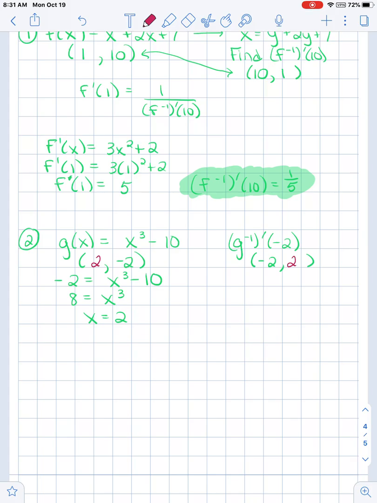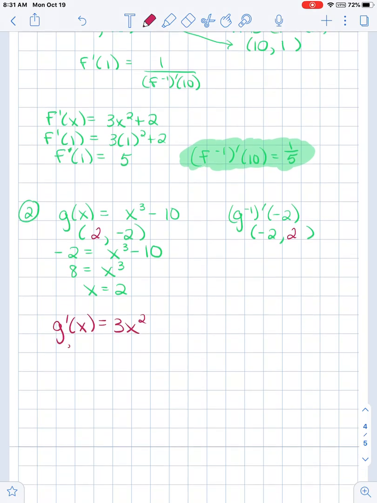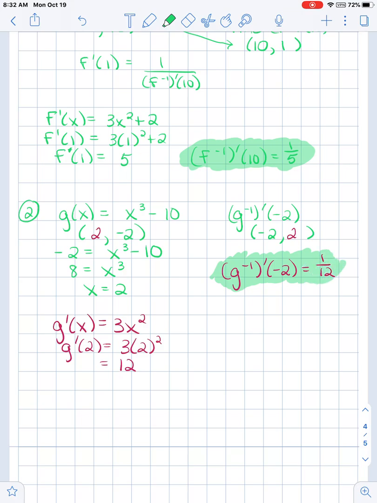So if I'm trying to find the derivative of the inverse at -2, I can find the derivative of g, which is a nice, easy power rule. And if I replace x with 2, 2 squared is 4, 4 times 3 is 12. I know the answer to the question then: the derivative of the inverse at -2 is going to be 1/12. They have that reciprocal relationship.